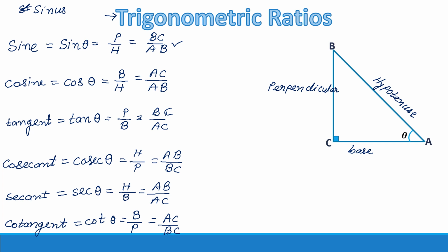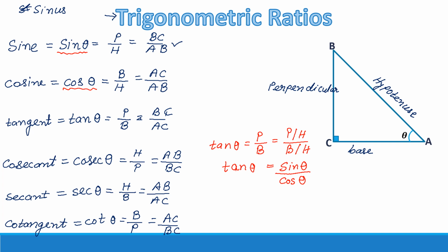Now, considering these six trigonometric ratios, we will solve a few examples from NCERT. Before that, one more thing to take care of: tan theta is the ratio of perpendicular by base. If we divide the numerator and denominator by hypotenuse, we get perpendicular by hypotenuse in the numerator and base by hypotenuse in the denominator. Perpendicular by hypotenuse is sine theta and base by hypotenuse is cos theta. So tan theta is the ratio of sine theta and cos theta.